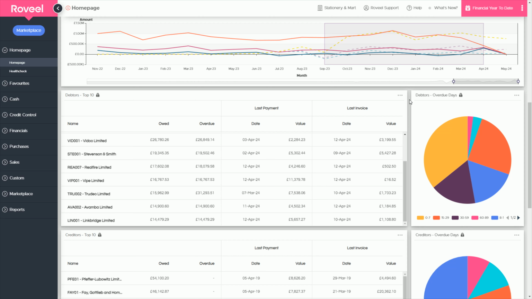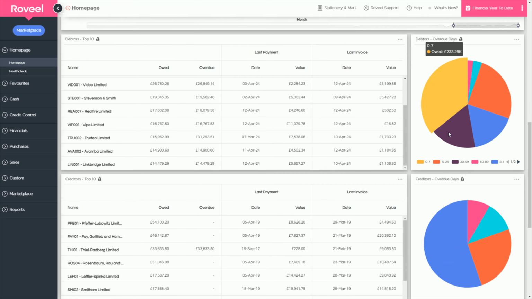We then look at those debtors in a bit more detail. We pull out the top 10. So these are customers who owe you money. Rather than just focus on the total amount that's owed, we actually look at the overdue amount. We pull out when they last paid you, when their last invoice was, and crucially, the analysis is on the overdue days, because you really need to focus on where those customers are not paying you and how overdue they are.